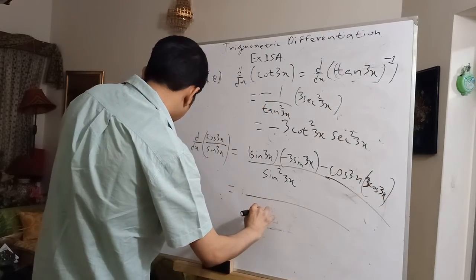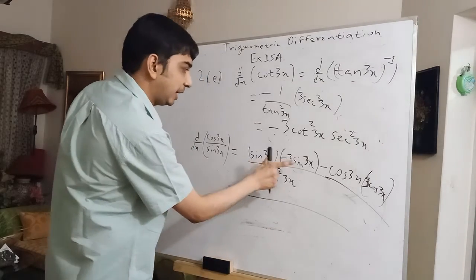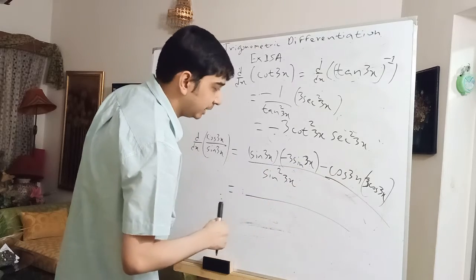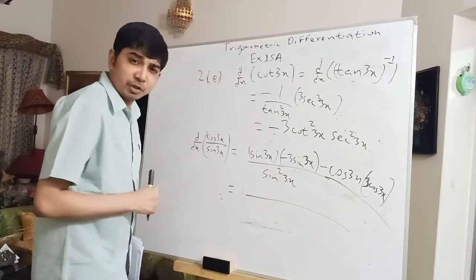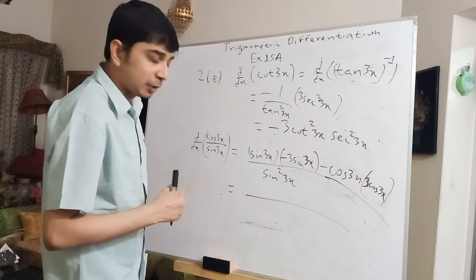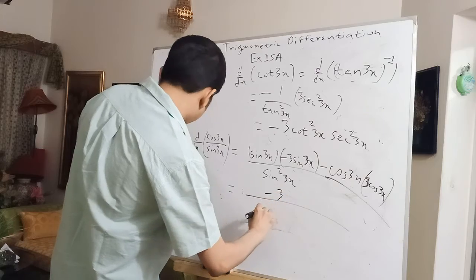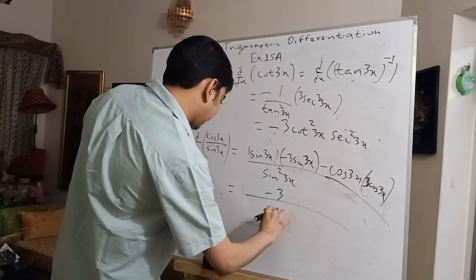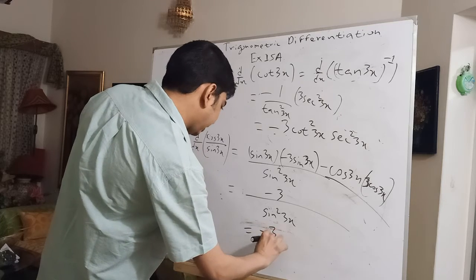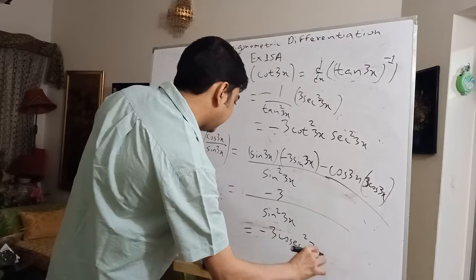Ultimately I get, if I look here, minus 3 sin square 3x minus 3 cos square 3x. If I take minus 3 common, I get sin square 3x plus cos square 3x, so it will become 1. So the answer is actually minus 3 by sin square 3x. At the same time, I can write it as minus 3 cosec square 3x.